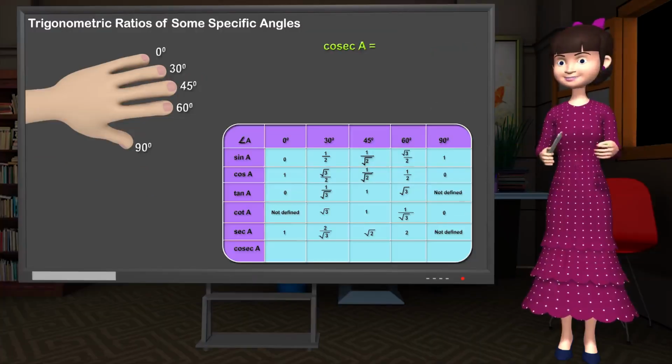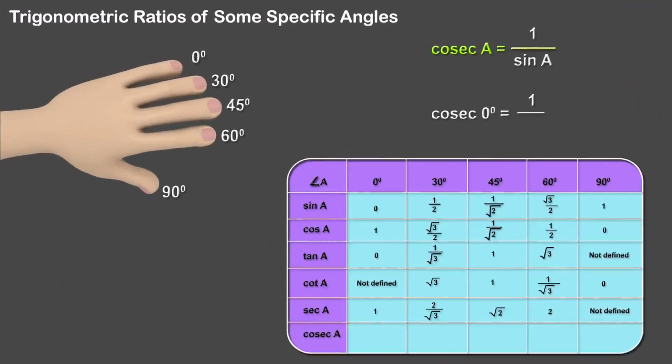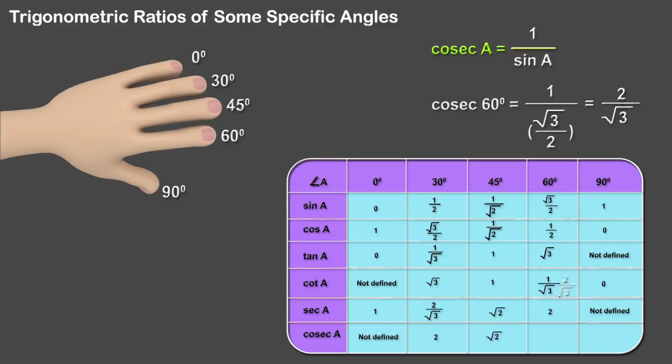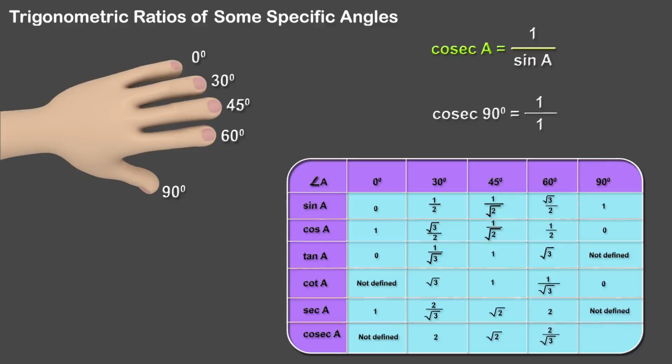The cosecant values are found by taking the inverse of sine values. So, cosecant 0 is 1 by sine 0, which is not defined. Cosecant 30 is 1 by sine 30, which is 2. Cosecant 45 is 1 by sine 45, which is root 2. Cosecant 60 is 1 by sine 60, which is 2 by root 3. Cosecant 90 is 1 by sine 90, which is 1.